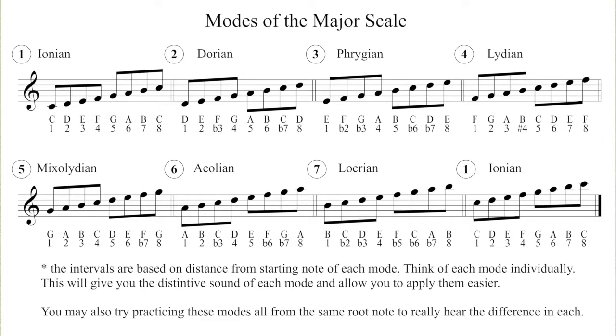So the difference between Aeolian and Dorian is that Dorian has the raised 6th, or the major 6, and Aeolian has the flat 6, or the minor 6. So Aeolian sounds like this.